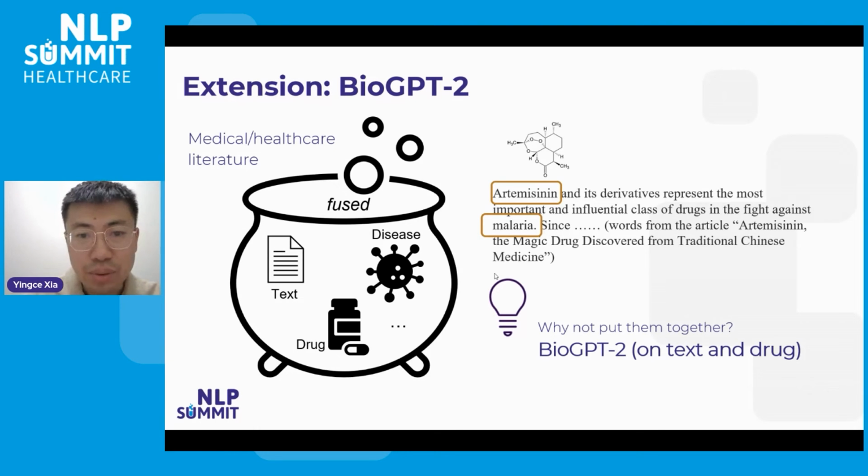Let us see an example here. This is from a paper about artemisinin. The drug artemisinin appears with the text together. The drug can be described not only by the drug names, but also by the drug molecular graphs. The text and the graphs are complementary to each other and they carry different information. So why not put them together to get a better model? By this motivation, we extend BioGPT to BioGPT-2, which is trained on both text and drugs.